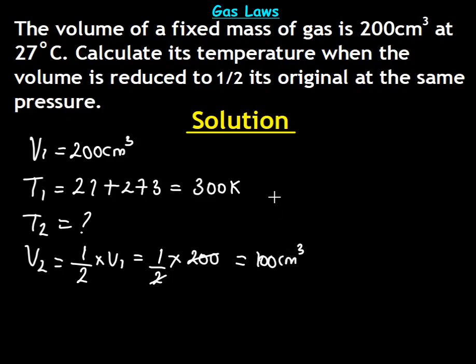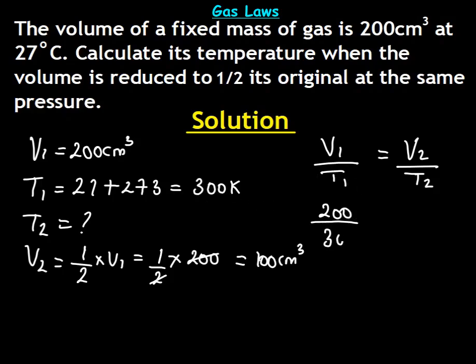Good. So now to calculate the second temperature, if the volume is reduced to half its original, the formula to use following Charles' law is V1 over T1 is equal to V2 over T2. The V1 is given to us as 200, so writing down 200 over the value of T1, which is 300, is equal to V2, which is now 100 centimeter cube, over T2. So T2 is the unknown we have to look for.